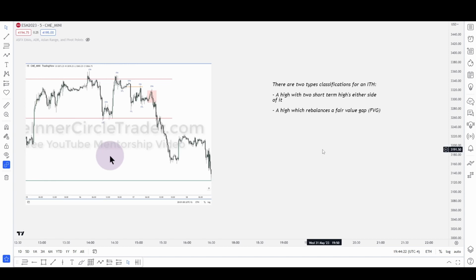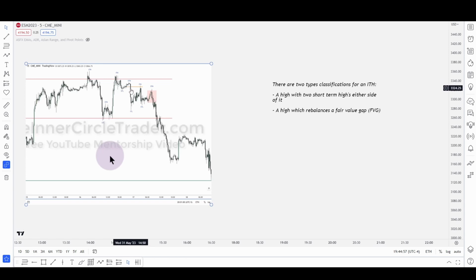In this example we use a high. So there are two types of classifications for this intermediate time high. One of them is where the high has two short-term highs either side of it. So as you can see in this screenshot from ICT's 2022 mentorship, this intermediate term high here has a short-term high and a short-term high here, which automatically defines it as an ITH. And then the second definition is a high which rebalances a fair value gap.